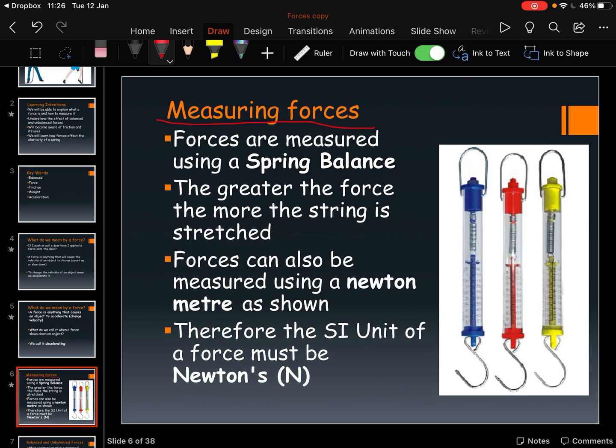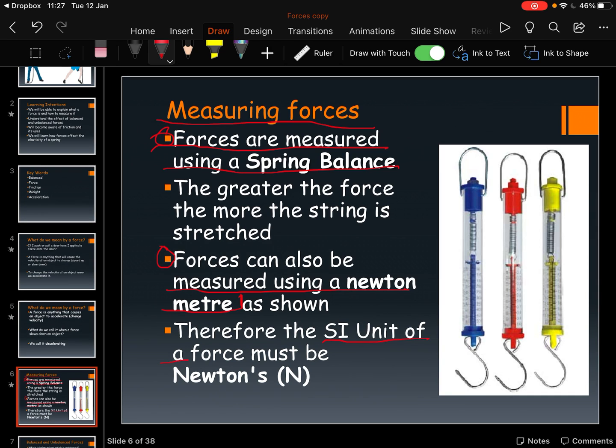All right, so our next subheading, measuring forces. Okay, so what you have here on the left are Newton balances, Newton meters. Okay, they're small ones. All right, we have larger ones as well. All right, so forces can be measured using a spring balance. That's kind of what we have over here. Okay, a spring balance. The greater the force, the more the spring is stretched. Okay, you can also measure using a Newton meter. Okay, so there's two different ways. All right, so take down those 2 points. Forces can be measured using a spring balance, or they can be measured using a Newton meter, okay?